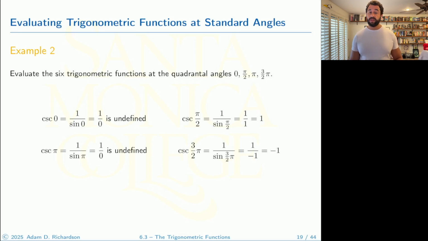For cosecant, again, we're just reciprocating what we already know about sine. So sine of 0 is 0. 1 over 0 is undefined. Sine of pi, imagine the unit circle, is 0. 1 over 0 is undefined. Let's see, sine of pi over 2. Imagine the unit circle. That's 1. 1 over 1 is 1. Sine of 3 pi over 2. Imagine the unit circle pointing down here. That's -1. So 1 over -1 is -1.